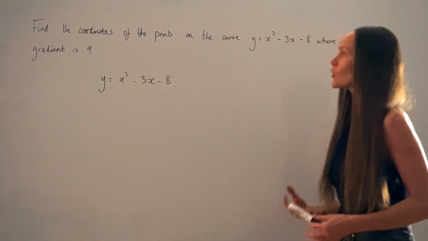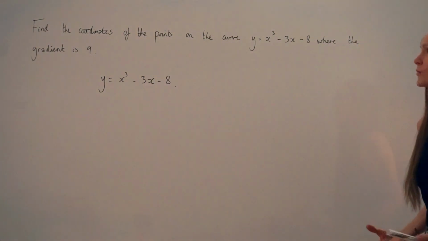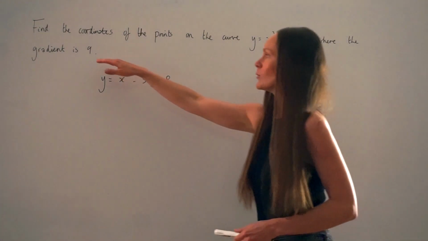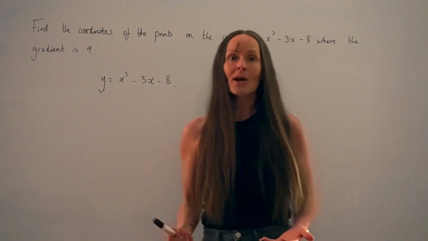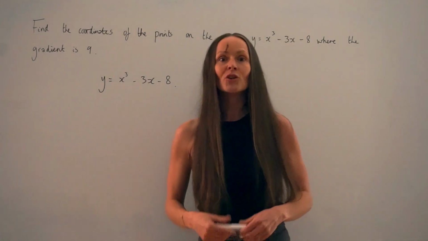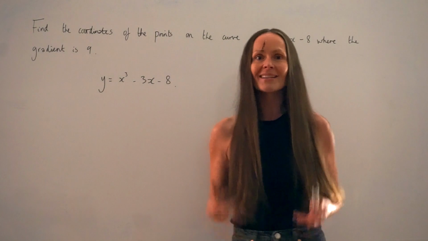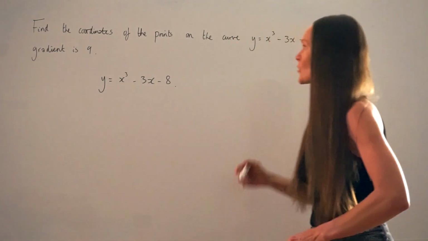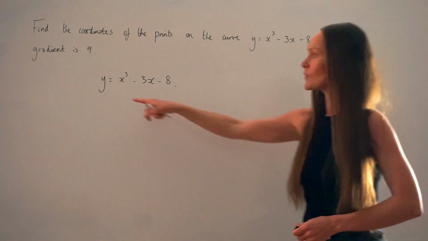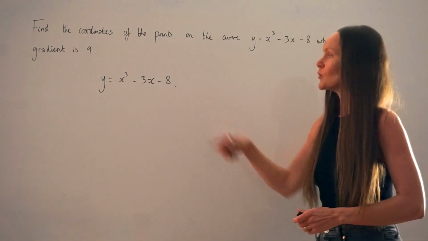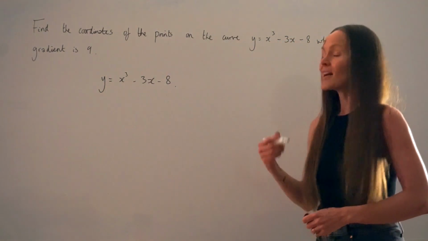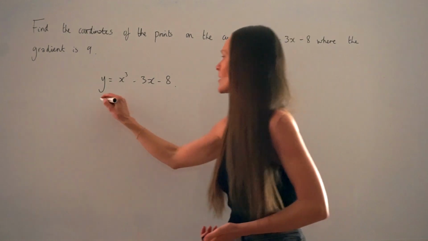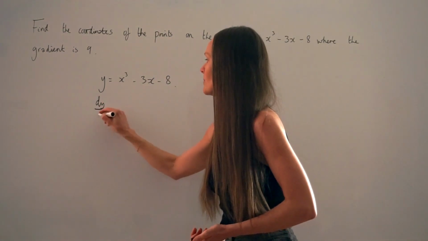In this question, we're going to find the coordinates of the points on the curve where the gradient is equal to 9. So whenever you have to work out the gradient of a curve, you need to differentiate. That's what I'm going to do first. I've just rewritten the equation of the curve, y equals x cubed minus 3x minus 8, and so I'm going to differentiate, so work out dy by dx.